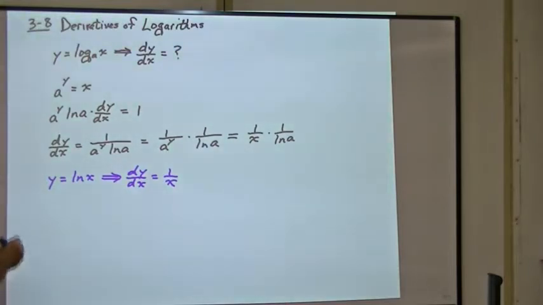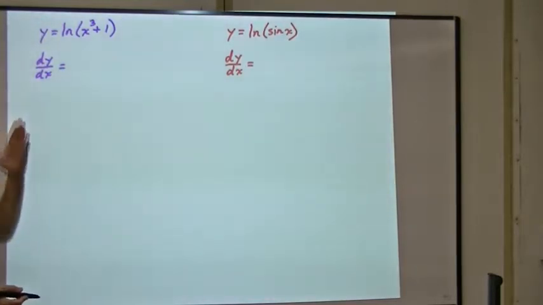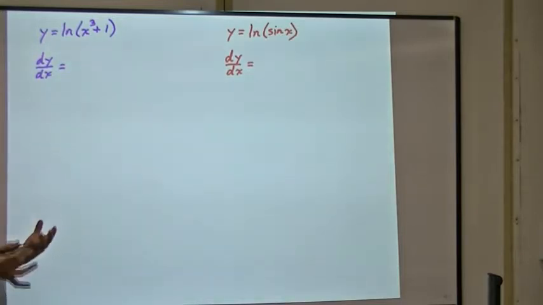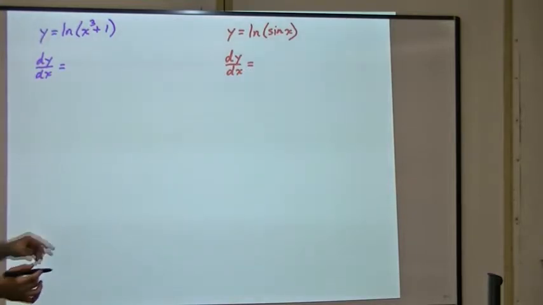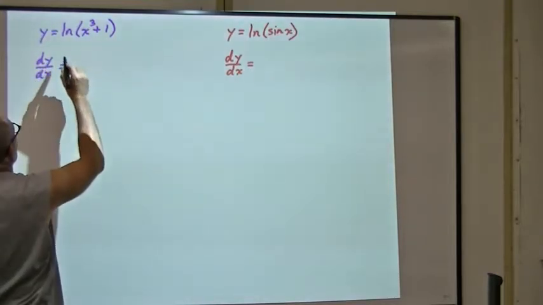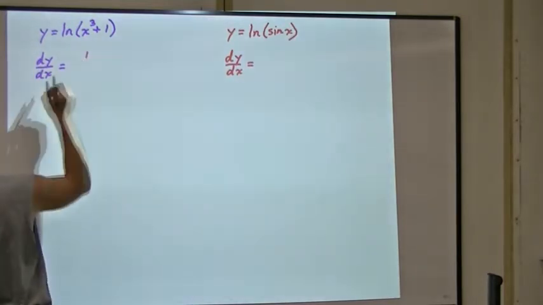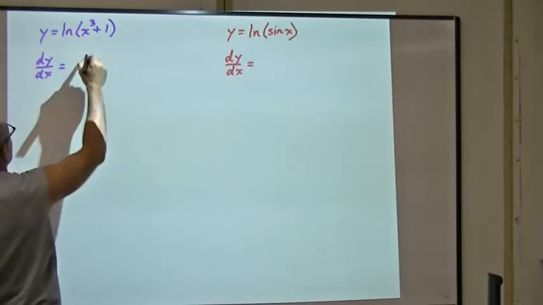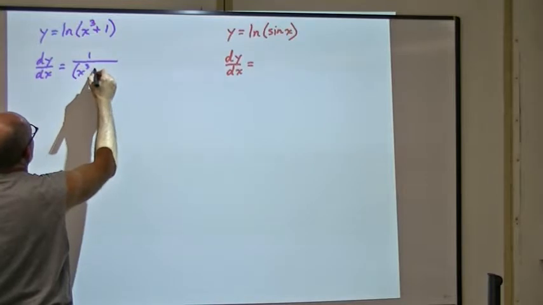Okay, next example. y equals natural log of the quantity x cubed plus 1. So what's dy dx? Well, it's natural log, so we don't have to worry about the 1 over log base a. So what we do is we say dy dx is going to equal 1 over, oh no, it's in red, how embarrassing. dy dx is going to be 1 over the x cubed plus 1.